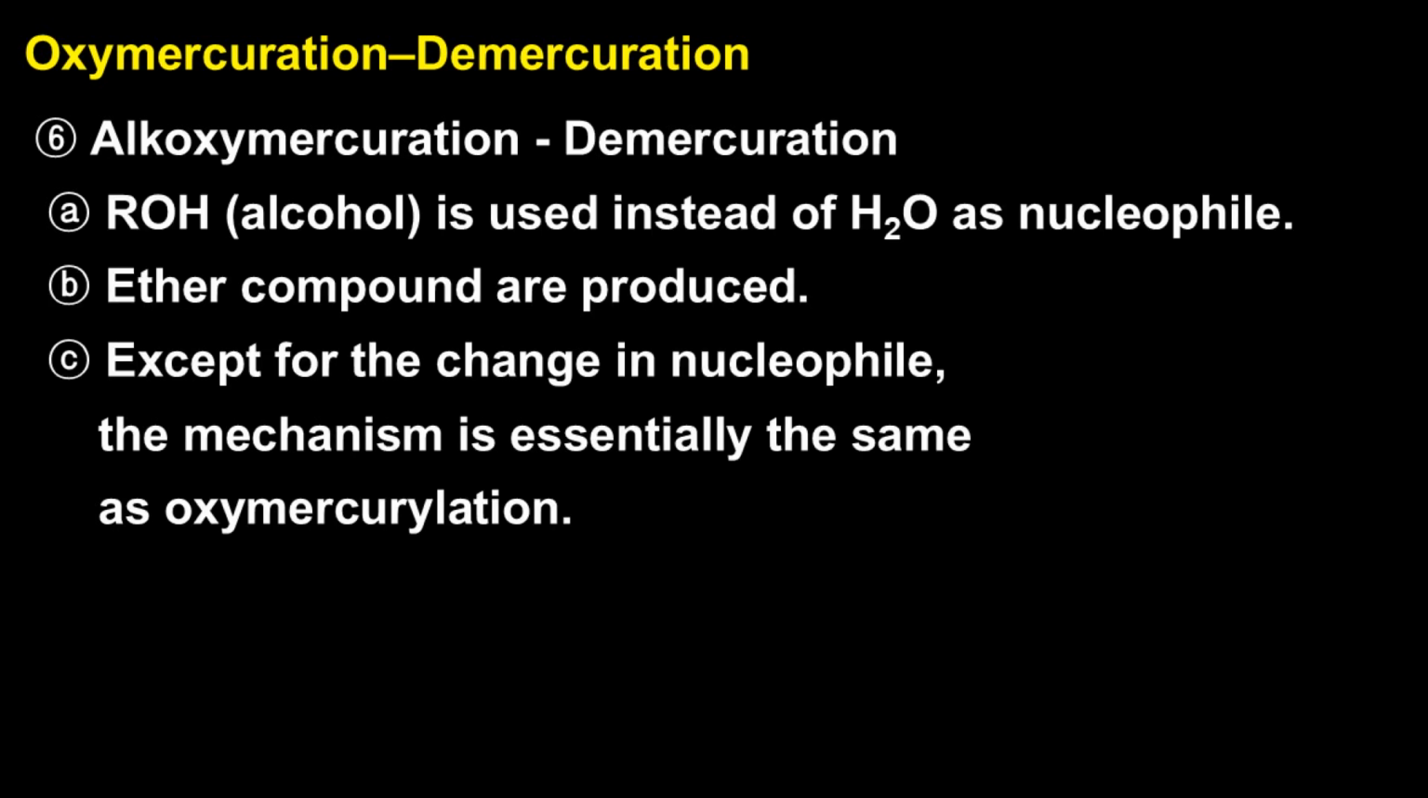There's also a really useful variation of this reaction. It's called alkoxymercuration demercuration. It works almost the same way as the reaction we just saw, but instead of water, you use an alcohol, like methanol or ethanol. So instead of making an alcohol, you end up making an ether. Everything else stays the same. The mechanism, the regioselectivity, and the stereochemistry all follow the same pattern. So this is a great way to make Markovnikov ethers, starting from alkenes.